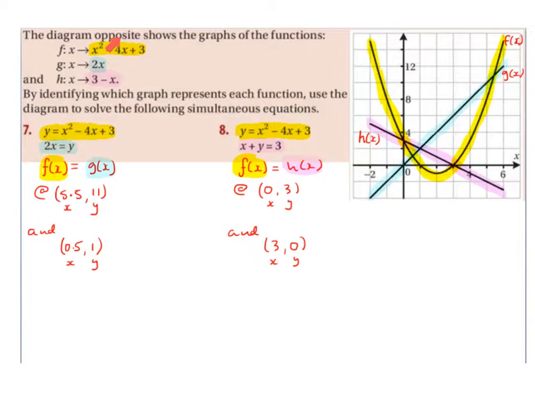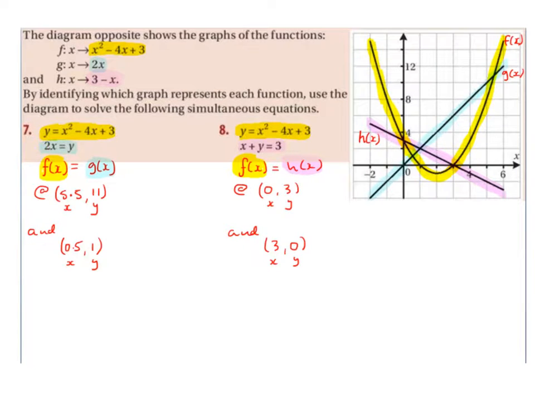The diagram opposite shows the graphs of the functions f of x maps to x squared minus 4x plus 3, g of x maps to 2x, and h of x maps to 3 minus x. By identifying which graph represents each function, use the diagram to solve the following simultaneous equations.